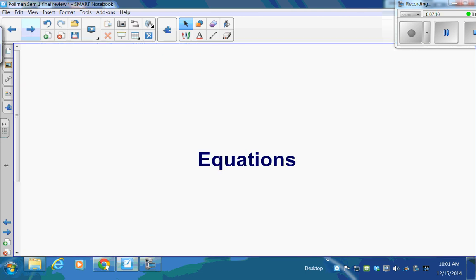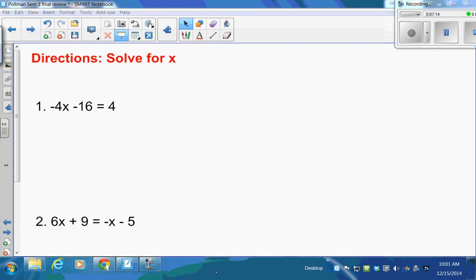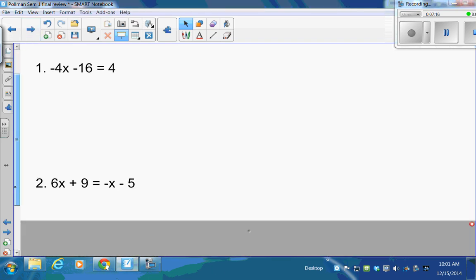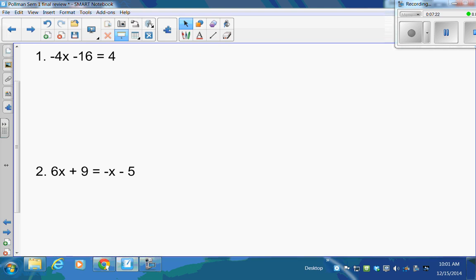All right, let's take a look at some equations. So I want you actually to do both of these at the same time. So I want you to pause your recording and see if you can solve for your variable on both of these equations. Go.